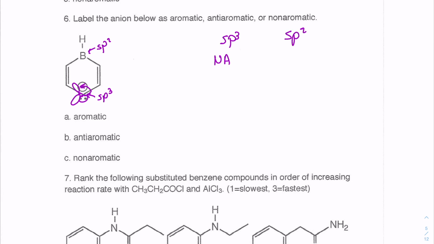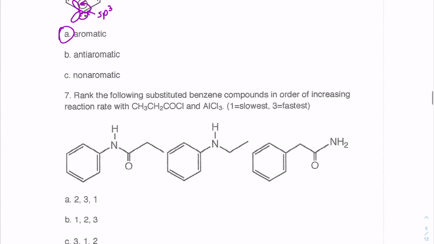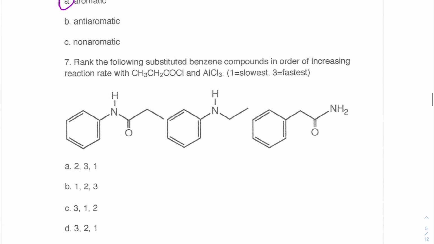But if it was sp2, then you will count the lone pair right here as a pi electron. So it's going to be 1, 2, 3, 4, 5, 6. So it'll be 6 pi electrons. And if it's 6 pi electrons, it follows the 4n plus 2 rule, meaning it's aromatic. And the answer would be A. So for number 7.